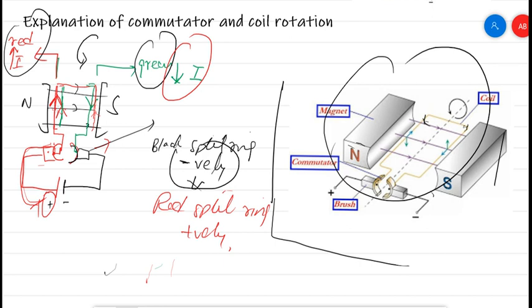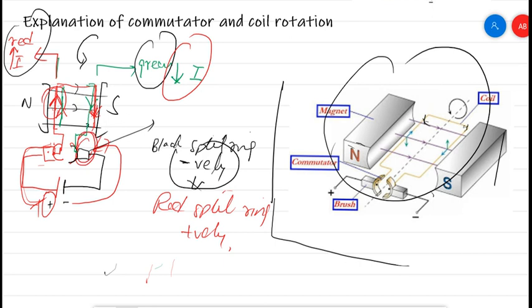Same thing happens over here. When the red side has reached over here, the red was in the upward direction, but when red reached this side, because this is fixed due to the commutator, the direction of current was downward due to this negative polarity. So in the same way, when this red part reaches over here, the direction will be downward, not upward as it was before. Why? Due to the commutator.